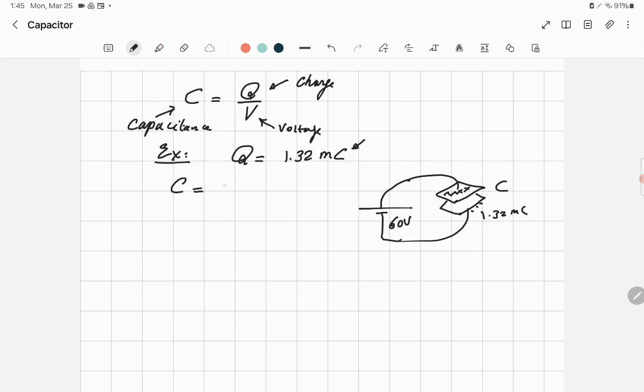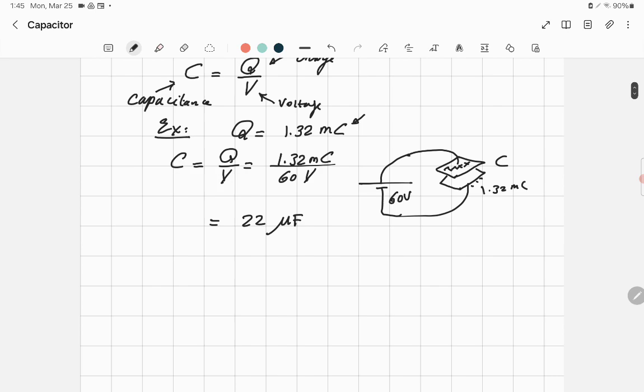So we'll say C is equal to Q over V, and Q is equal to 1.32 millicoulomb divided by 60 volts. That will be equal to 22 microfarad. What is micro? Well, 1 microfarad is a very small one. It's equal to 10⁻⁶ farad. That's how to convert the unit.